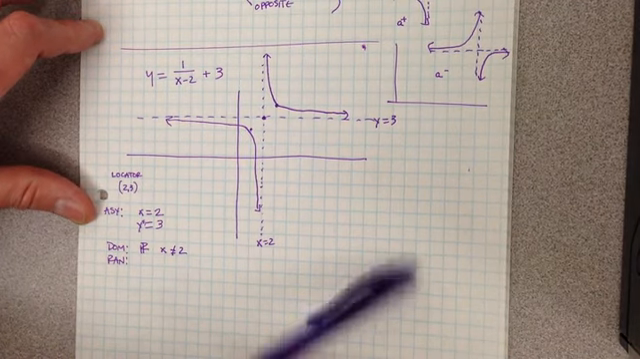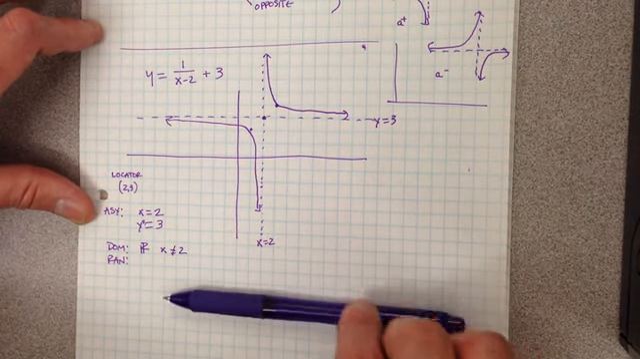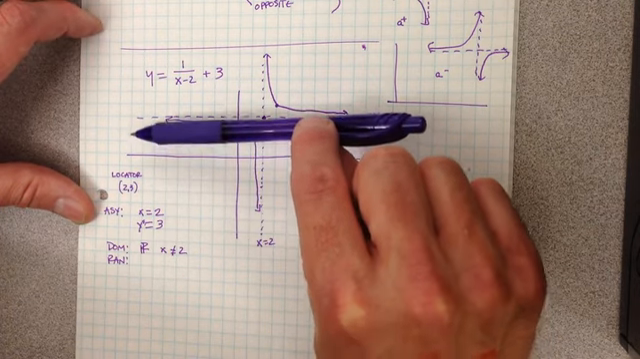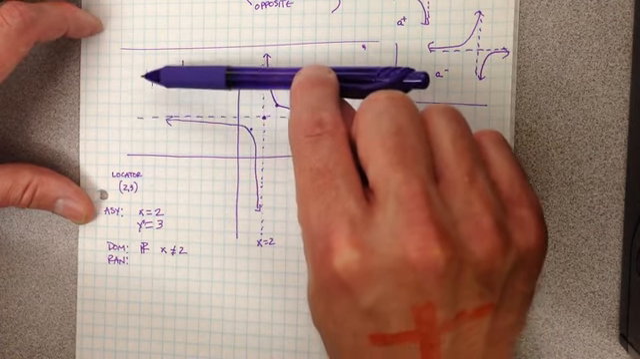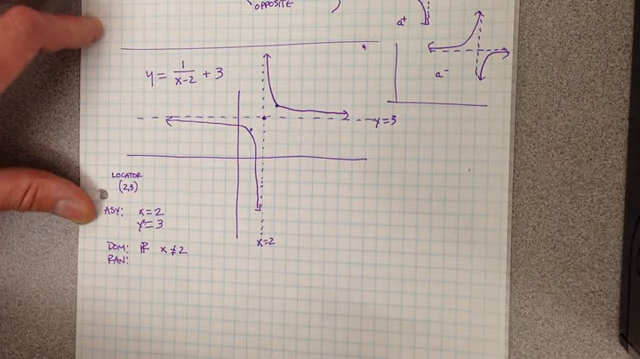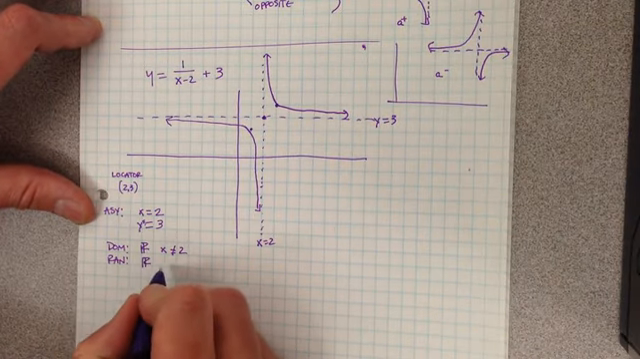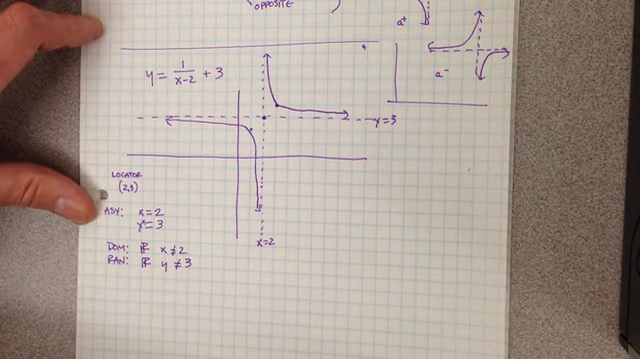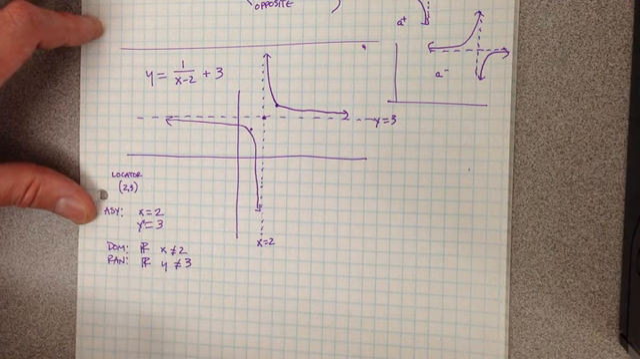It's the same idea for your range, working your way up. As you slide up, you are hitting negative infinity, still hitting it, except for right there. And then I start to hit it again, all the way up to positive infinity. So it is all real numbers, except y cannot equal 3. So the equations of our asymptotes come from the x and the y value of our locator.